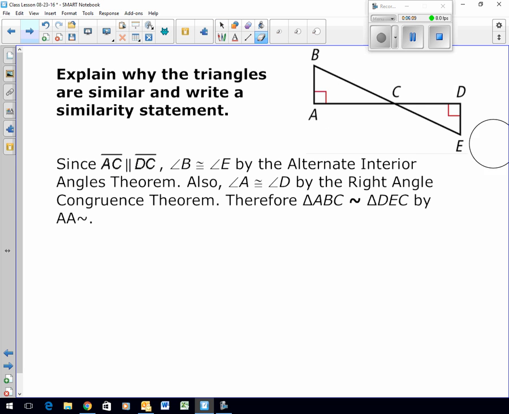If I said the only thing that's equal is angle A and angle B, and that's it, how many pairs of angles are congruent? 1. Is that good enough for the angle-angle theorem? No. There's a reason I keep saying angle-angle. Angle and then angle. You've got to have at least 2 for that to be true. Everybody with me so far?